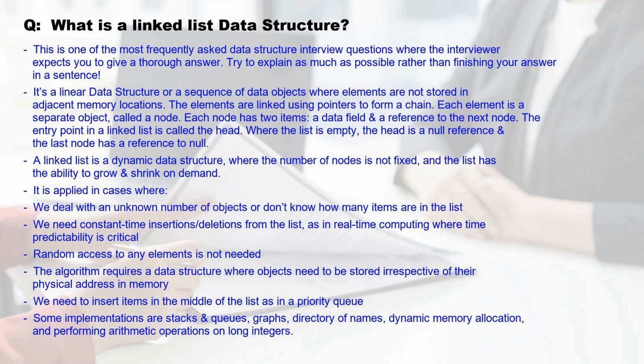The algorithm requires a data structure where objects need to be stored irrespective of their physical address in memory. We need to insert items in the middle of the list as in a priority queue. Some implementations are stacks, queues, graphs, directory of names, dynamic memory allocation, and performing arithmetic operations on long integers.